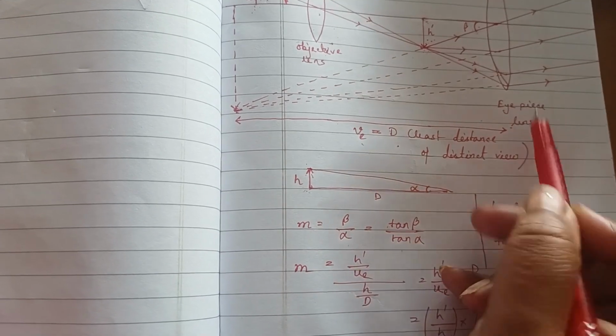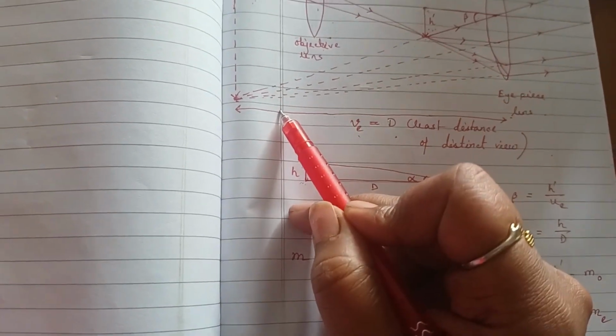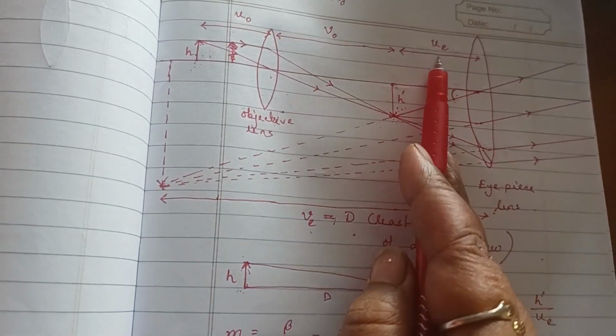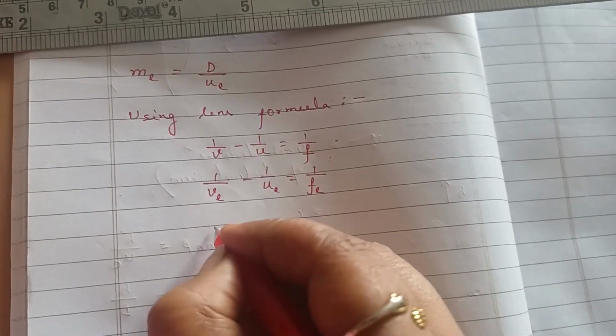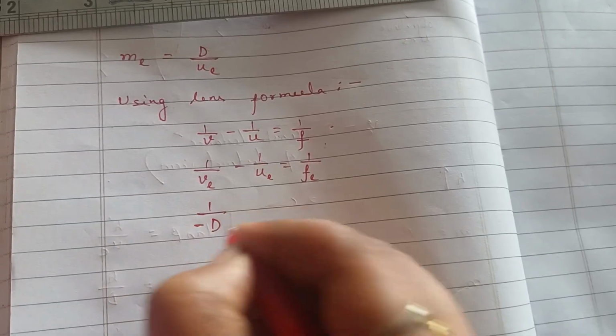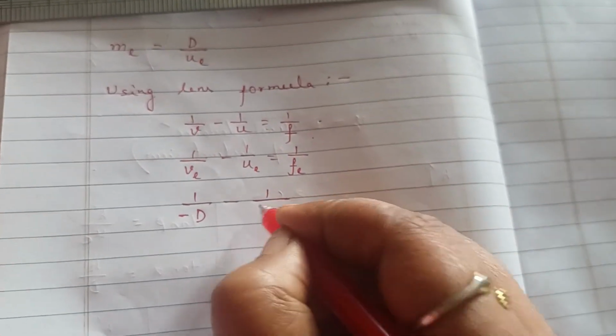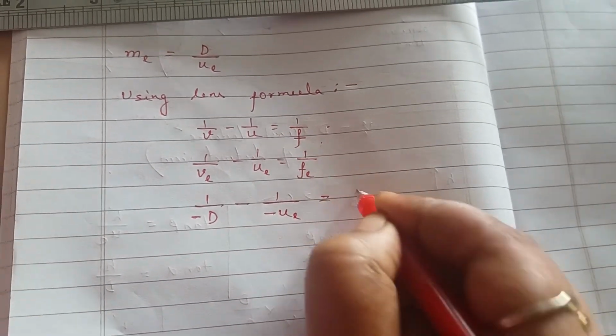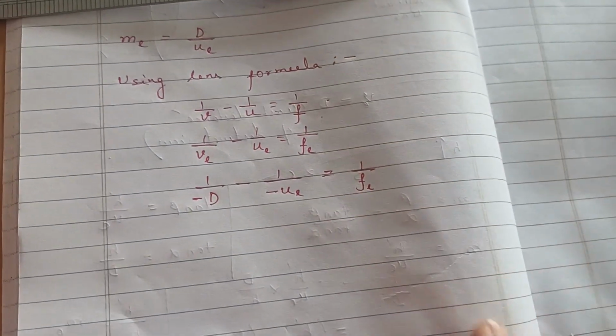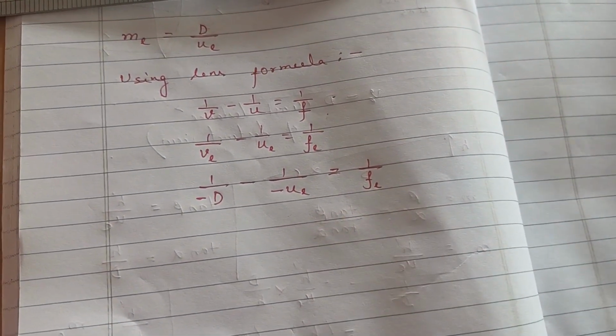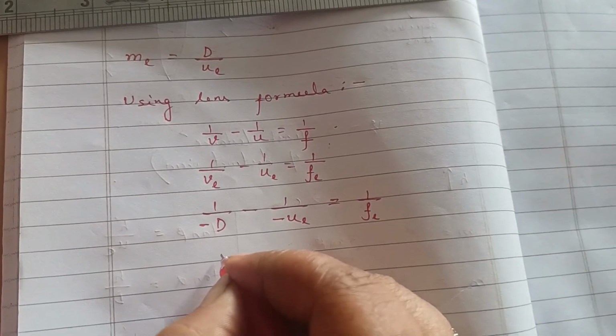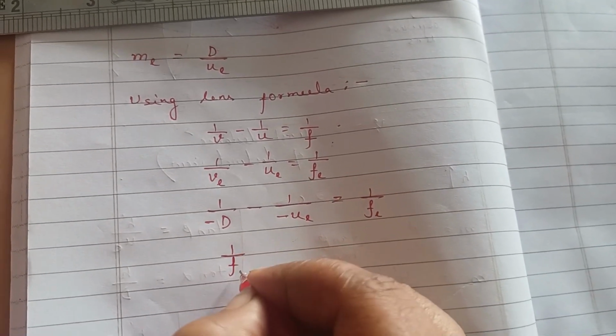VE is equal to D, negative because it is on the left side of the lens. So this is negative UE, this distance, left side of the lens, so negative. So we will substitute them over here as 1 by V was minus D, minus 1 by U was minus UE, is equal to 1 by FE. Why is FE positive? Because it is a convex lens. Convex lens focal length is positive. So what will happen?